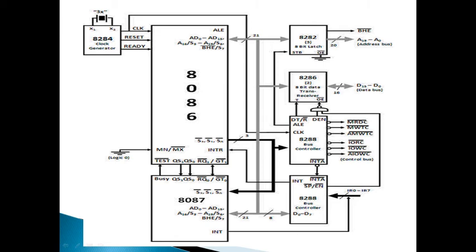8086 will be called the host and 8087 the coprocessor, as it cannot operate all by itself. Here instruction fetch should always be done by the 8086. 8087 cannot fetch instructions from the memory. The programmer writes a homogeneous program which contains both 8086 as well as 8087 instructions, and only 8086 can fetch instructions, but these instructions also include 8087 instructions.